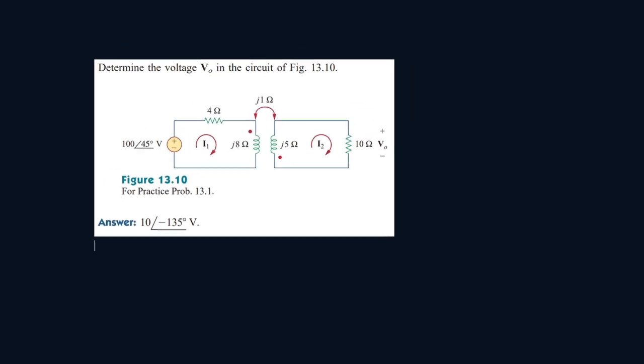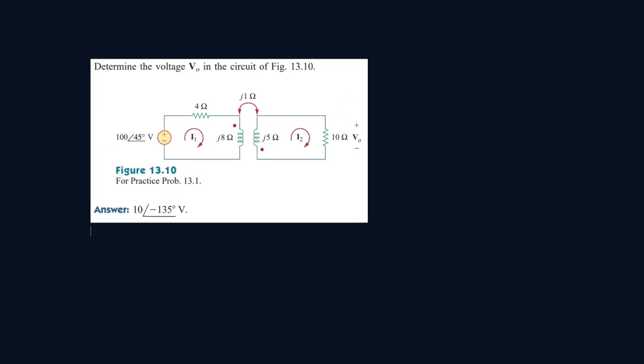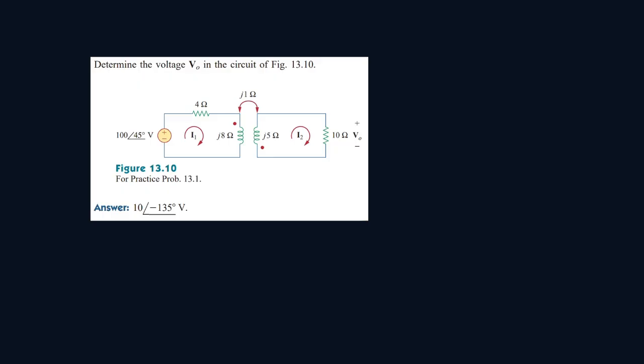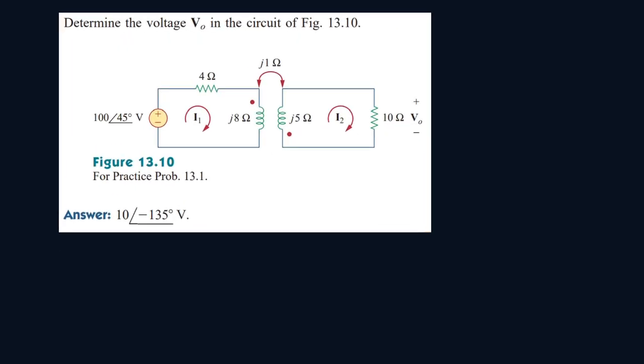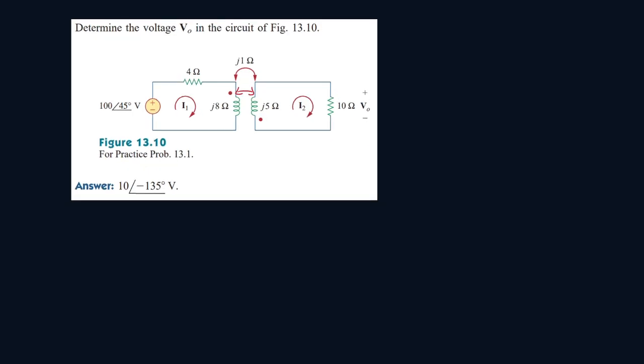Okay, so for this circuit, we have to find VO. This is a mutual inductance circuit, so we have to take into account the mutual inductance voltage from these two coils. So we're gonna redraw the circuit.